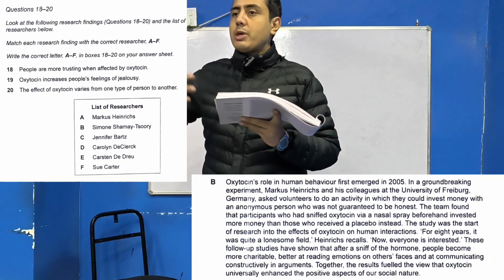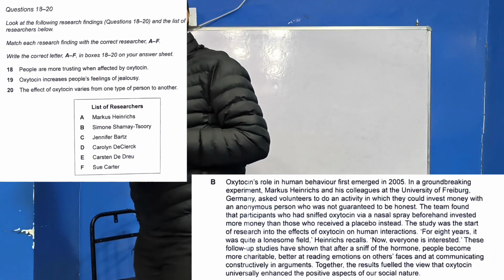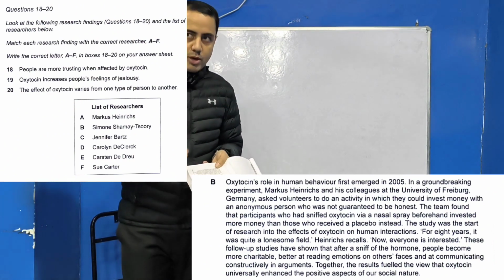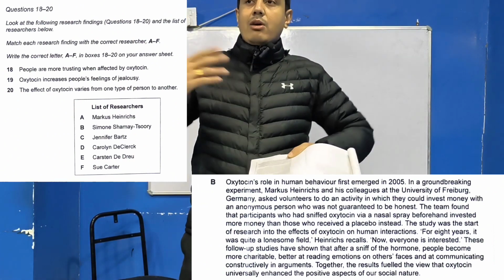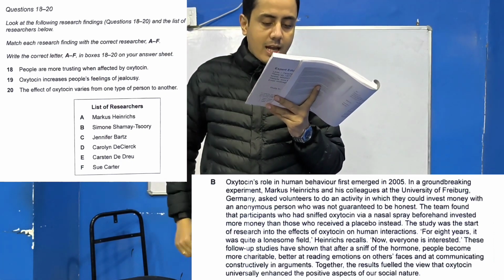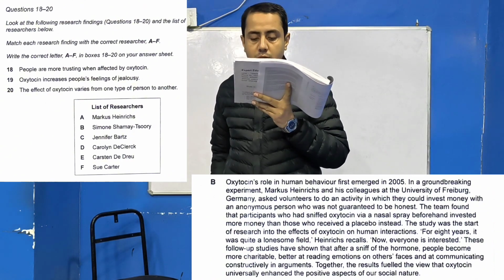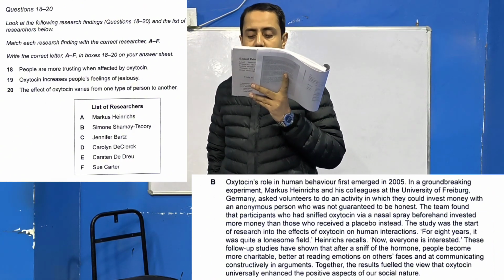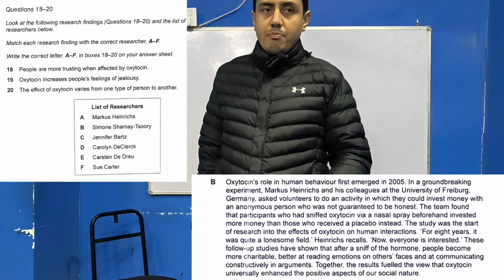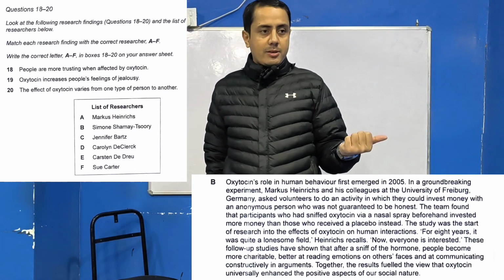So, with a stranger, you invest money who was not guaranteed to be honest. Imagine that somebody asked you to invest money with someone you don't know, and you don't even know if they are honest or not honest. You just don't know that person you're going to invest money with. The team found that participants who had sniffed, means smelled, oxytocin via a nasal spray beforehand invested more money than those who received the placebo instead. So people who receive oxytocin invest more money even with strangers.